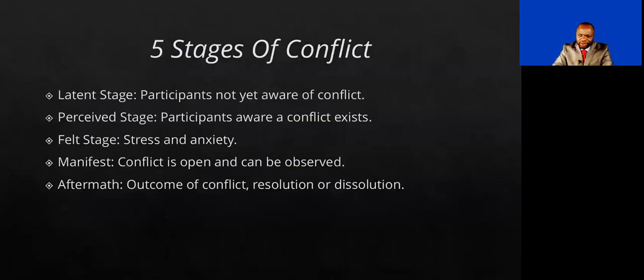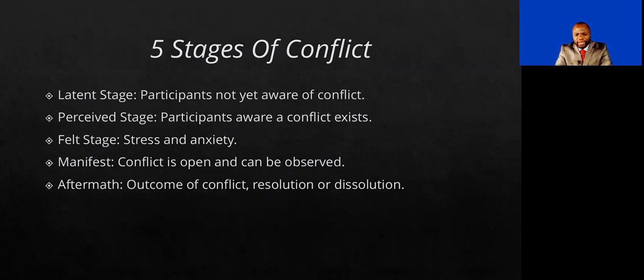The latent stage, where participants are not yet aware of the conflict. There's a perceived stage where participants are aware that a conflict exists. And then we have something called a felt stage, where there is stress and anxiety. And then we have the manifest stage where we can actually see this. Conflict is open and it can be observed, could be between 2 people or more. And then we have the aftermath, which is the outcome of the conflict, which is the resolution or dissolution.